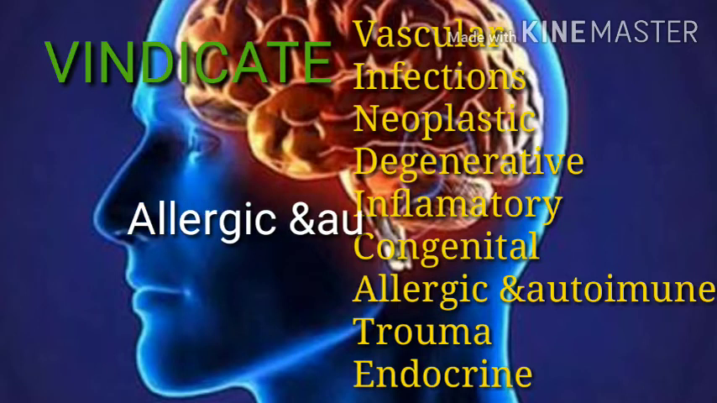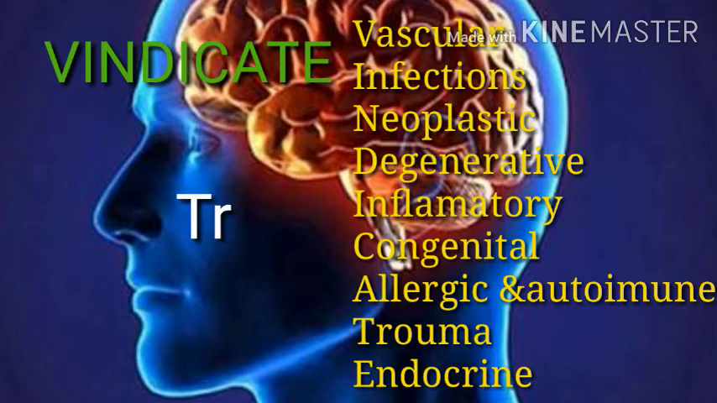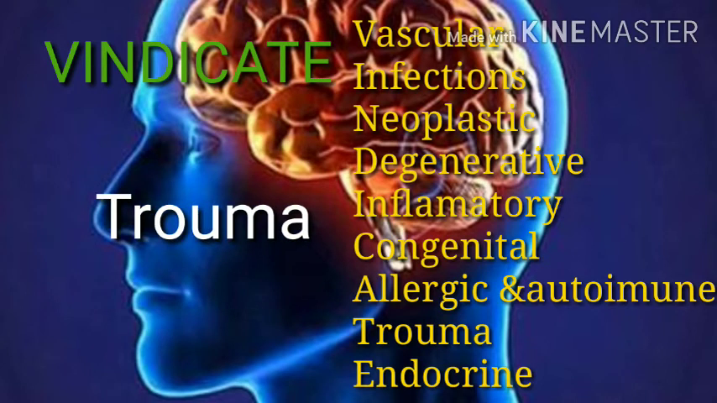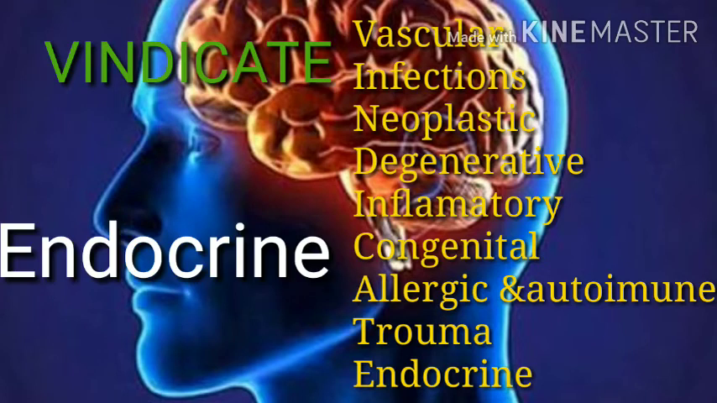Then A is for allergic and autoimmune disorders. An autoimmune disorder is a condition where the immune system attacks and destroys healthy body tissues. T is for trauma. Any type of traumatic injury done to the spinal cord can result in a wide spectrum of disabilities. E is for endocrine and metabolic disorders.